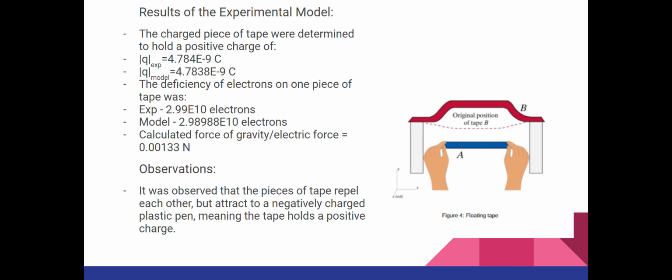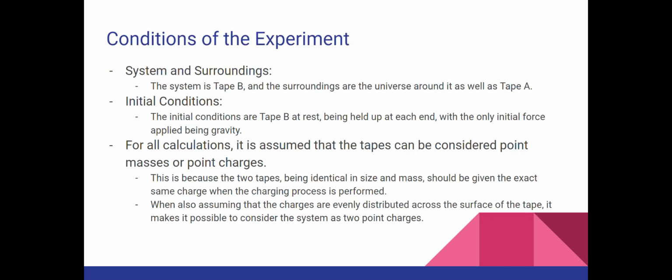During the investigation prior to the experiment, it was observed that the pieces of tape repel each other but attract to a negatively charged plastic pen, meaning the tape holds a positive charge. Conditions of the experiment. System and surroundings. The system is tape B, and the surroundings are the universe around it as well as tape A.